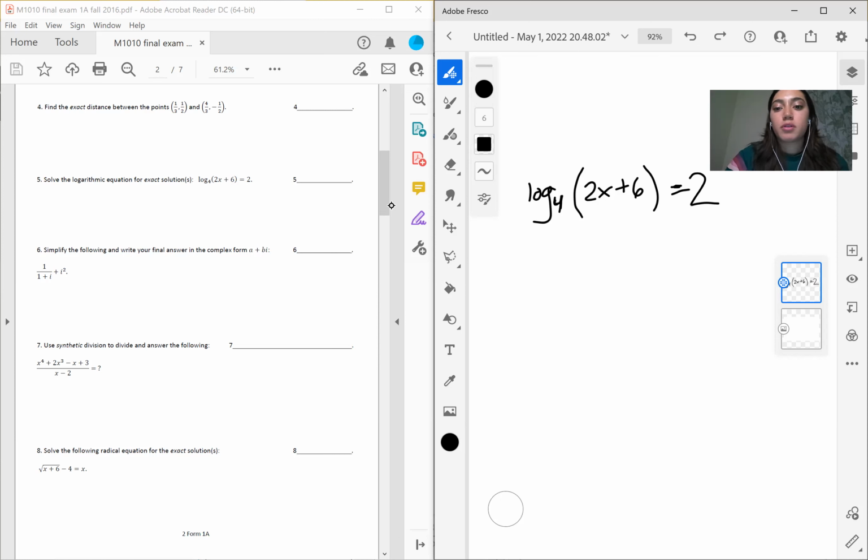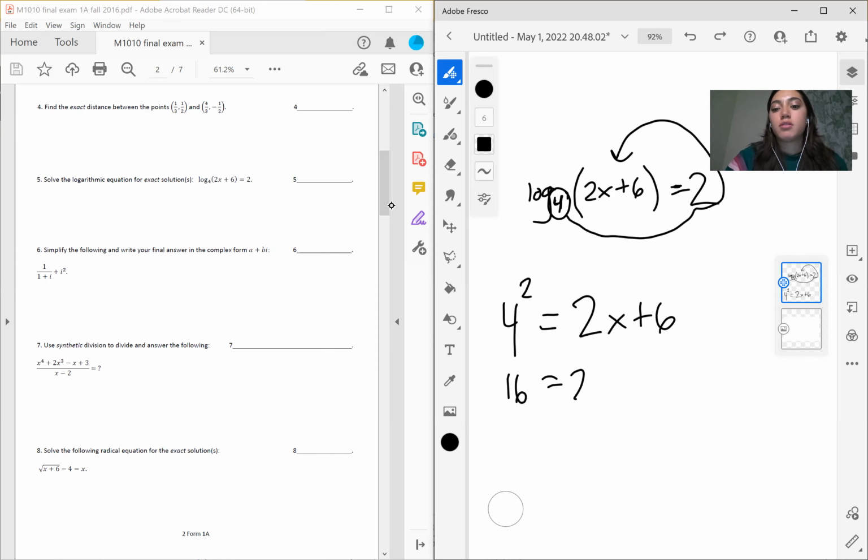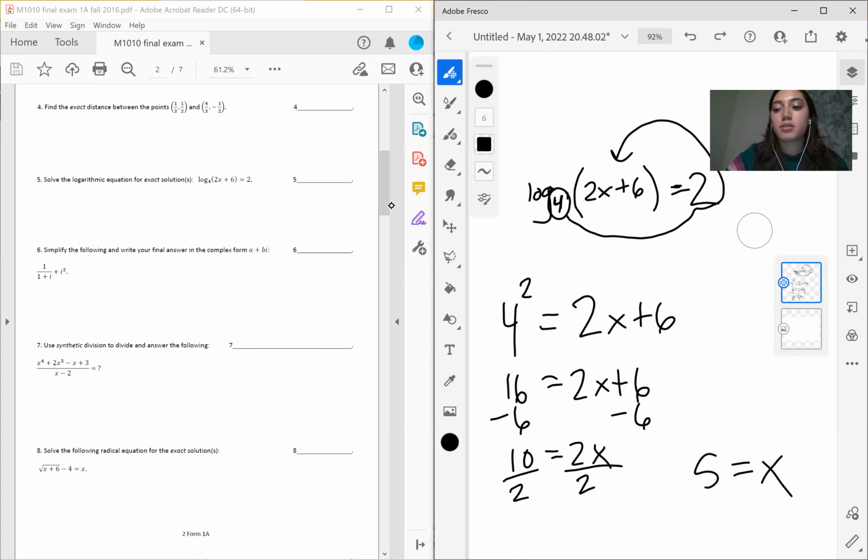So when you have a logarithm, the base to this equals this. So that would be 4 squared equals 2x plus 6. Now 4 squared is 16. So now we just solve for x. So subtract 6 on both sides, we're left with 10 equals 2x. Isolate the x by dividing by 2. And we're left with 5 equals x.